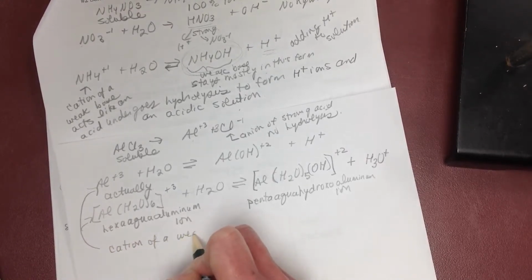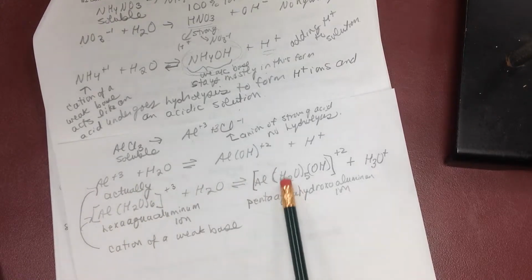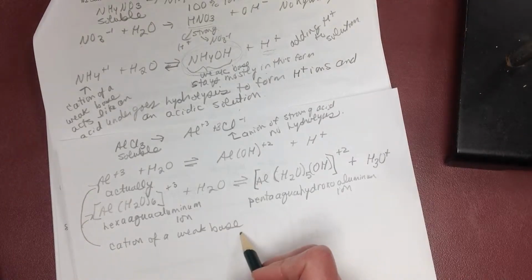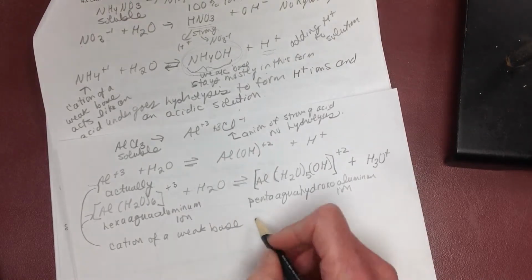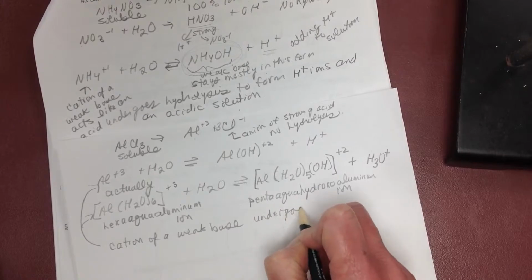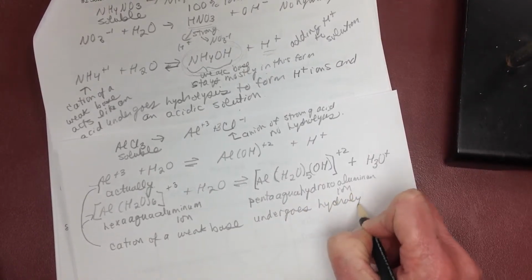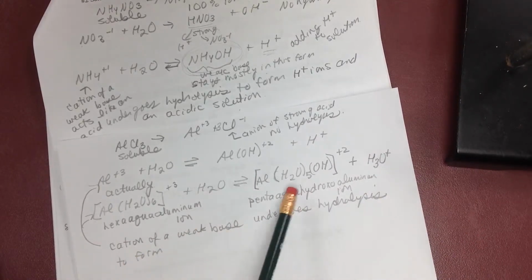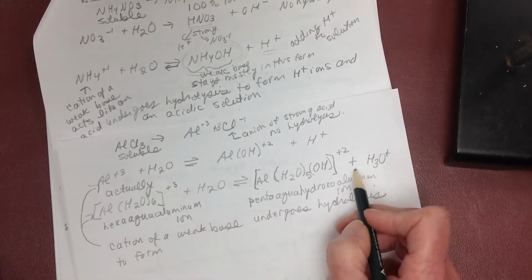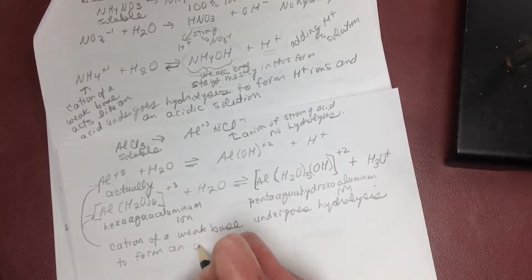is the cation of a weak base. Because when it makes a base on the other side, the one it makes is weak. Okay, remember the strong bases are from metals in groups 1 and 2, except for beryllium, and then the transition metals are all weak bases. Okay, so that's the cation of a weak base, and it undergoes hydrolysis to form, it forms that weak base and hydronium ions. So it's forming an acidic solution.